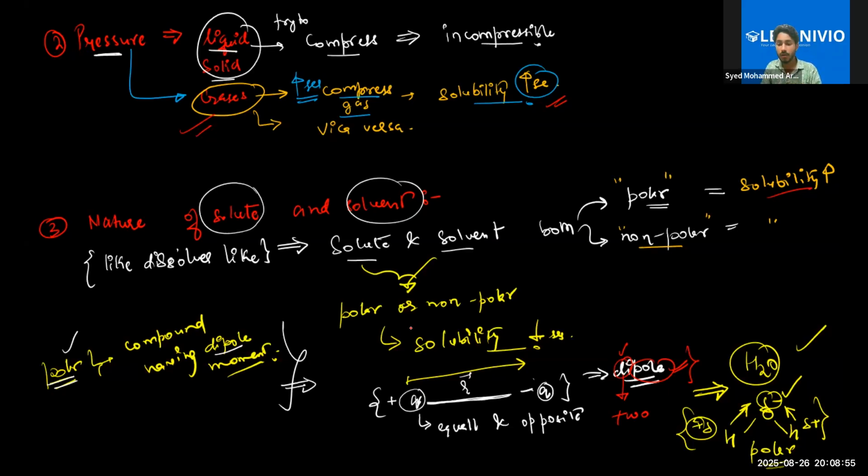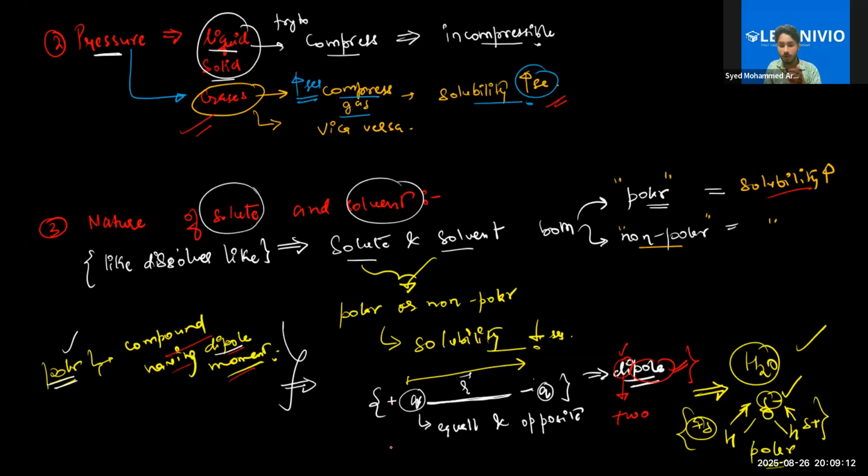And what is my polar? What is my dipole? Basically, polar is the compound having the dipole moment. What is dipole? Dipole is nothing but the two poles. How the two poles? Basically, the two opposite equal charges are there, and they are separated by some distance. So this is my dipole.